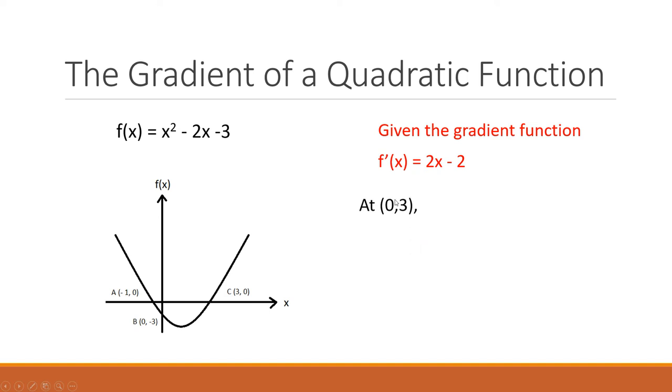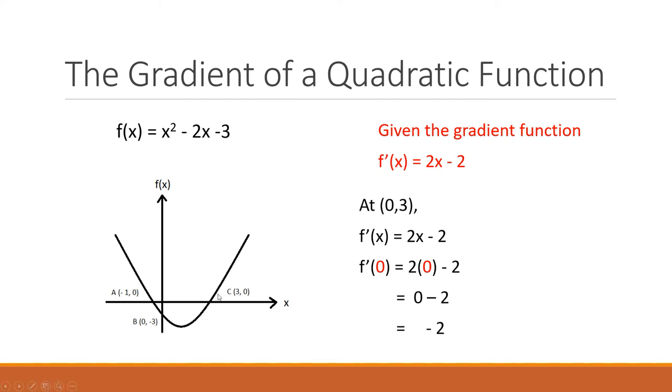Now, at point (0, −3), which is point B, the y-intercept, if I plug in my x from this point into the gradient function, that would be 0. And then I find that the gradient is actually −2. So that means at point (0, −3), where the slope is going down, the gradient is −2, which makes sense because whenever linear functions go down, it's going to be a negative gradient.